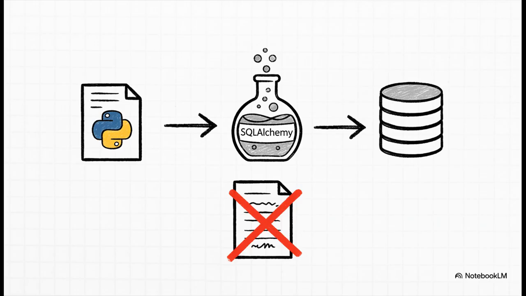The big idea is simple. Instead of writing raw SQL code, let's just describe our database tables using Python classes. So here, we're defining what our products table should look like, but we're doing it all in Python. This lets us keep our database structure right next to our application logic.